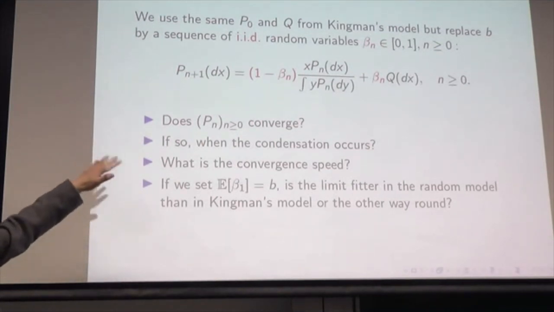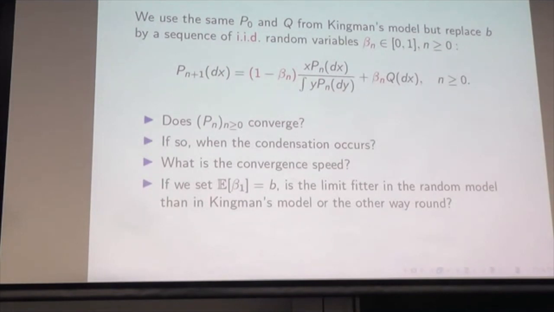So there are questions. Does the Pn converge? Yes. If so, when does the condensation occur? I have some criterion for that, though it's a little bit complicated. What is the convergence speed, that is, how fast does it go to the limit? You can compute the moments of the distribution Pn, and we have some results for that. And the last question.